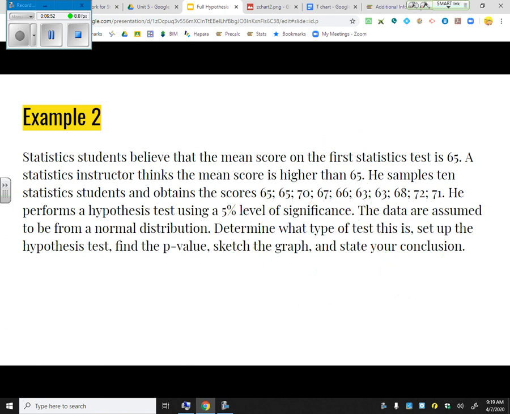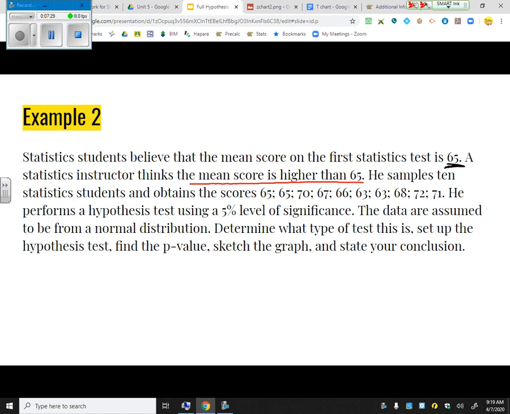I'll try to work it around my words here, so hopefully you have enough room to make this look better than what I am about to do on the screen. But it says some statistics students believe that the mean score on the first stats test is 65. Oh my goodness. I hope that it wasn't out of 100. That means that stats teacher is harder than yours. That's hard to believe, but maybe it's just out of, I don't know, look at the score, 75 or 70 or something. So the instructor thinks the mean score is going to be higher than 65. That's going to help me a lot right there.